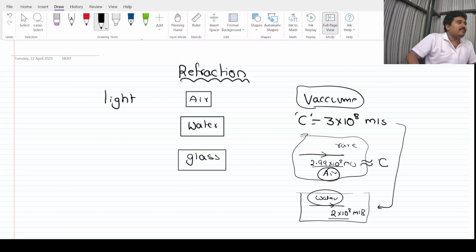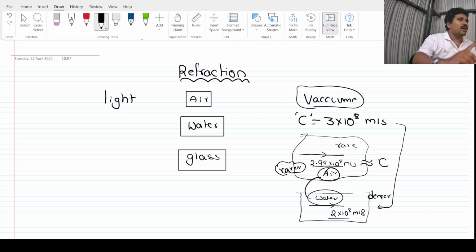In the same way, comparing with air, water is the denser medium. Comparing with water, air is the rarer medium. Rarer means less optical density. Denser means more optical density.